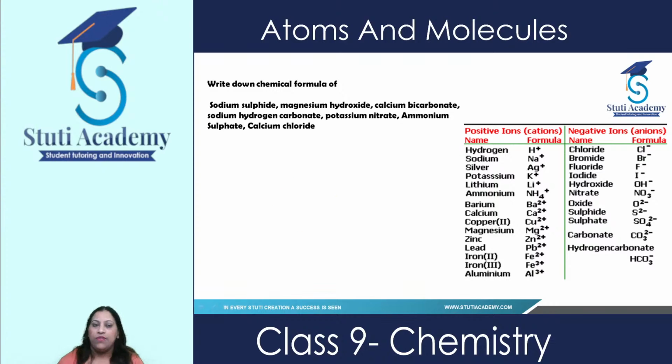Then we have calcium chloride. Calcium +2 and chloride -1. Again, by crisscrossing, we'll get CaCl2. Easy. So I hope this chemical formula concept is clear to you. We have done ample examples and you can practice yourself.